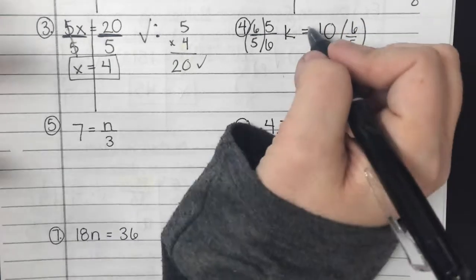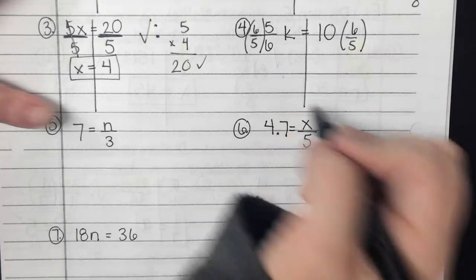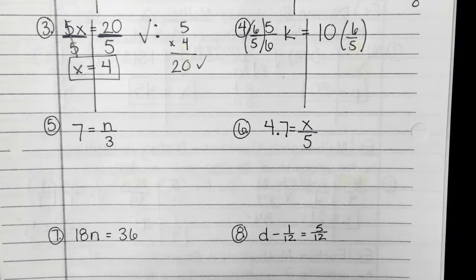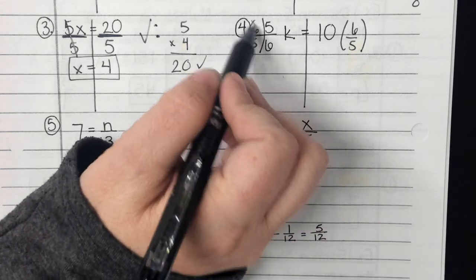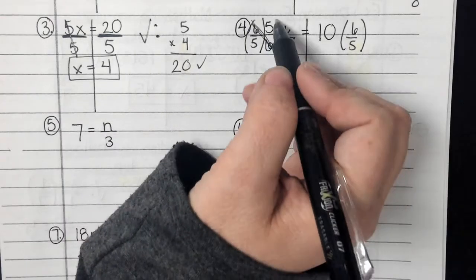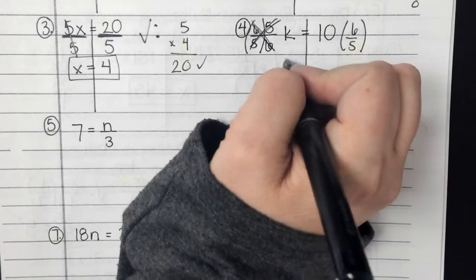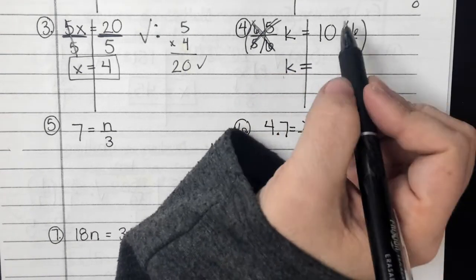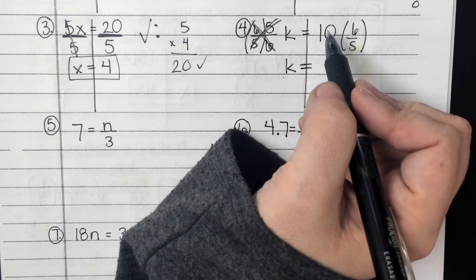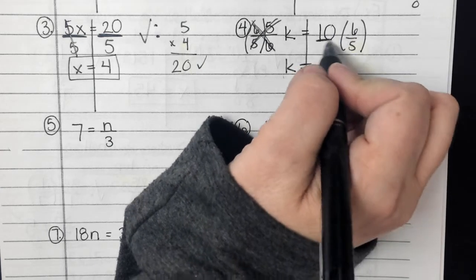Oh, I forgot to draw my line. Sorry, guys. I skipped a step. There we go. Okay, what's going to happen to my 6s? They're going to be crossed out. They're going to disappear. What happens to my 5s? Disappear. So I'm left with K equals. What's going to happen to 10? What do I need to do? Put 1 under it.